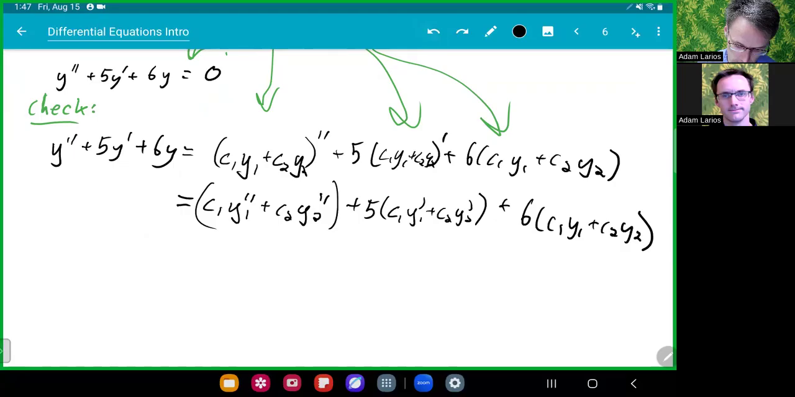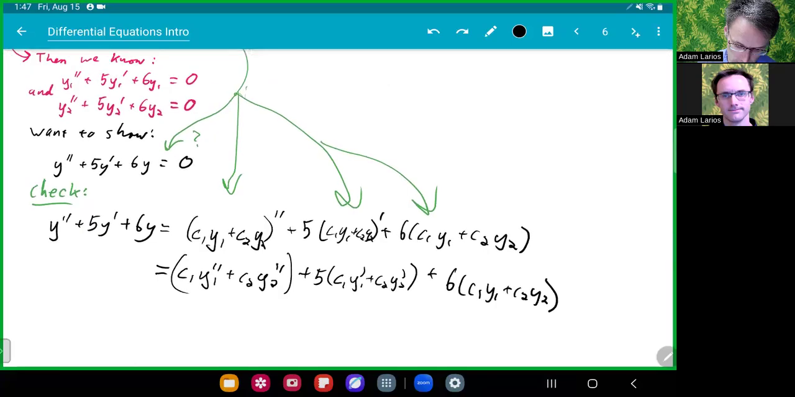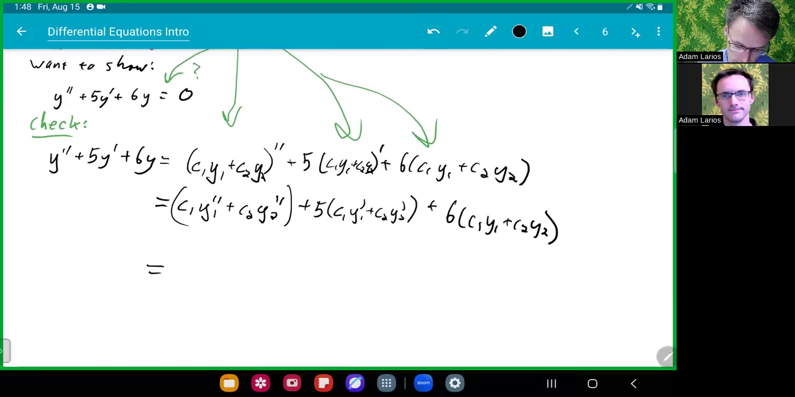All right, but now what do we do? This is a stage where a lot of students get stuck, but we have to use the things that we know. That's part of the hypothesis. So here, notice that we have a particular combination of derivatives of y1 that add up to 0, and similarly for y2. So maybe we can lump some of these things together. Here we have a y1 double prime, here we have a y1 prime, here we have a y1, and of course this y1 is multiplied by 6, and y1 prime is multiplied by 5.